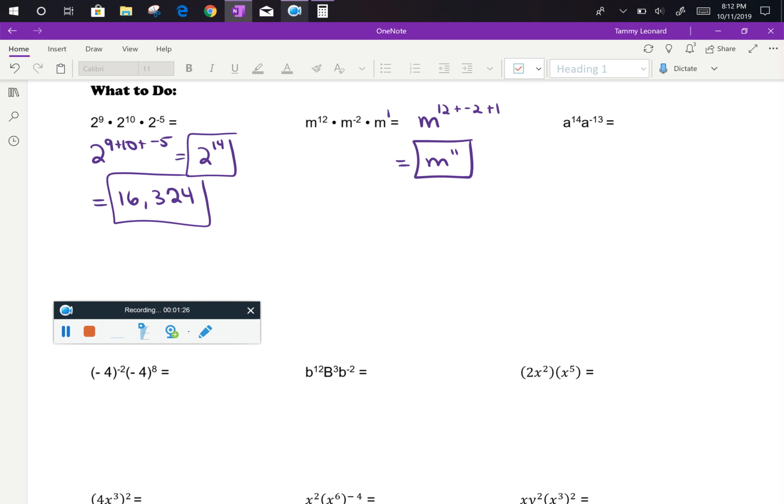And the next one, we're going to add our exponents again. So this is going to be a to the 14 plus negative 13. So that's a to the first. More simply, we would just write that as a.